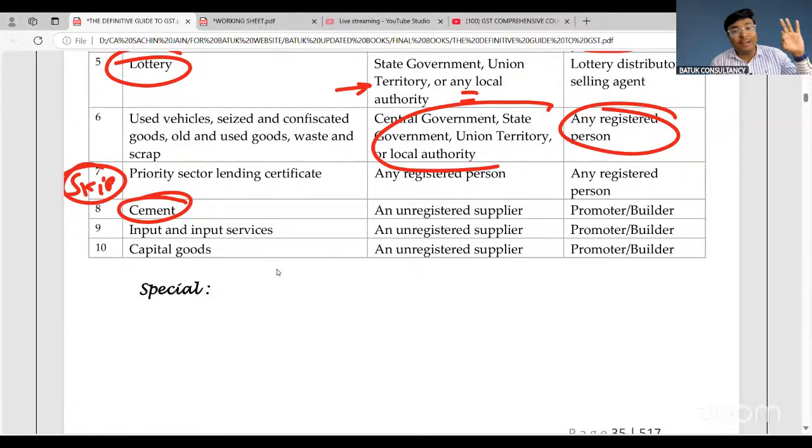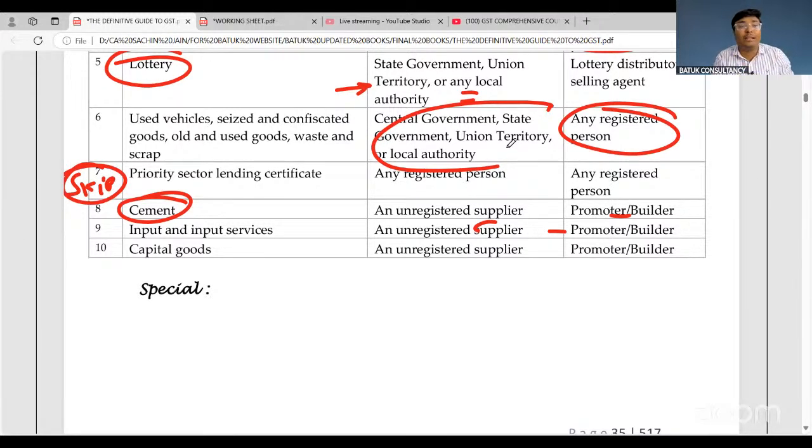Cement: if any unregistered person supplies it to the promoter or builder, yes, RCM is applicable. Input services: if any unregistered person supplies them to the promoter or builder, RCM is applicable. Any capital goods supplied by an unregistered person to the promoter or builder, yes, RCM will be applicable. The definition of promoter and the builder-related concept will be discussed separately when we cover the list of services under reverse charge mechanism, but keep one thing in mind: whenever the builder receives cement, input services, or capital goods from any unregistered person, then yes, the RCM provision will be applicable.